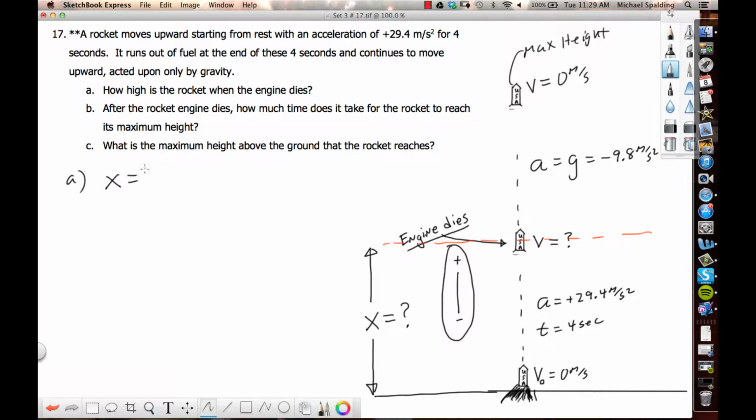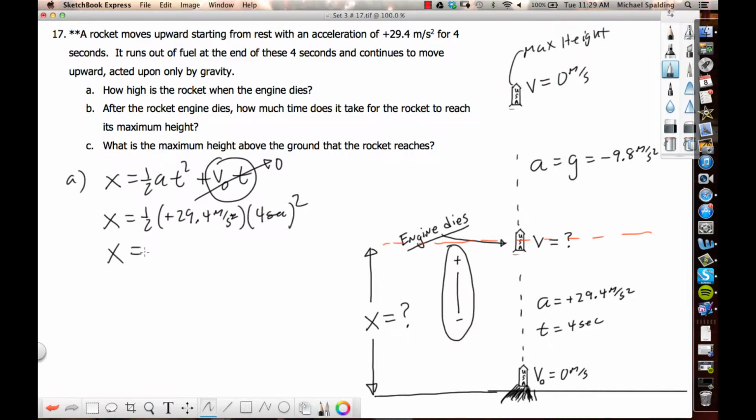We just go x equals 1/2 a t squared plus v initial t. What's the initial velocity for this first part? 0. So that part goes away. And you go x equals 1/2 times positive 29.4 meters per second squared for a time of 4 seconds. And make sure you square the time. So that gives us an answer of 235.2 meters. So that's the height of the rocket when the engine dies.